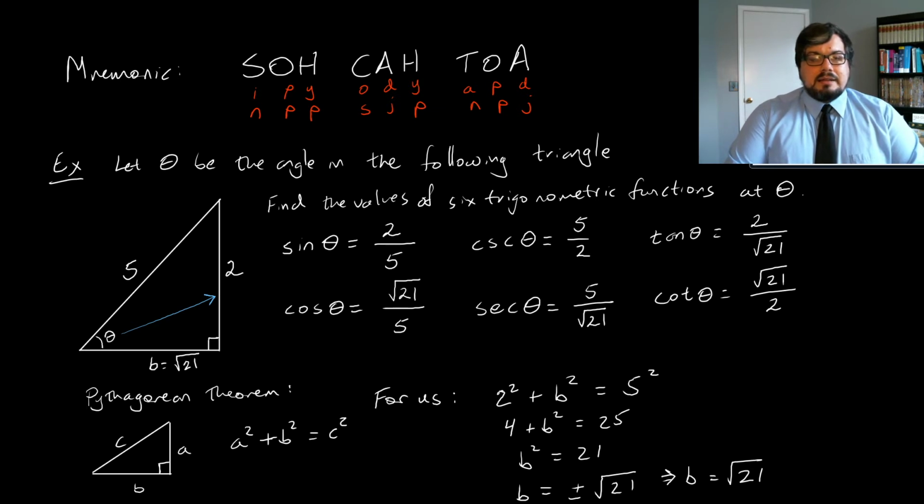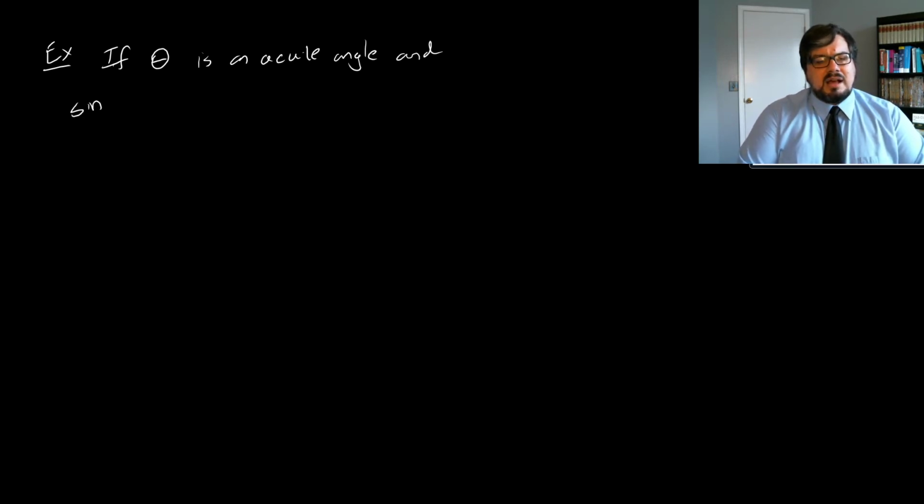A slightly different but similar type of problem is the following. If theta is an acute angle and sine of theta is equal to 7/8, find, let's just say, cosine of theta and tangent of theta.